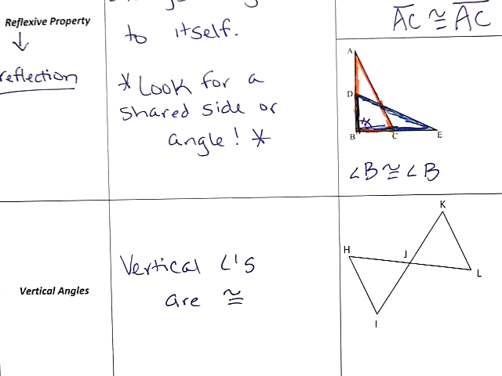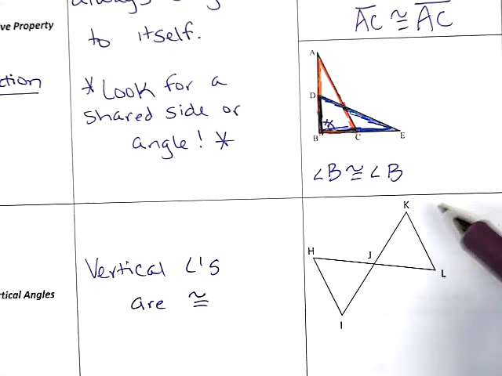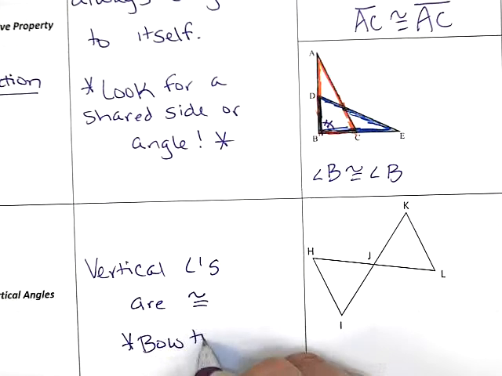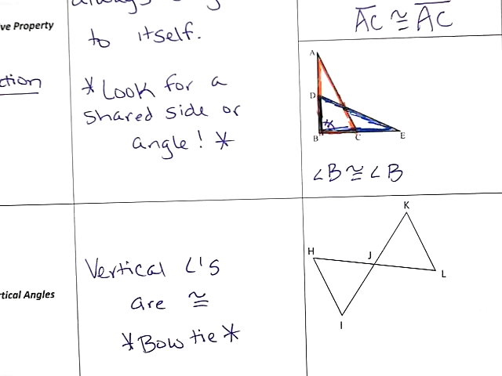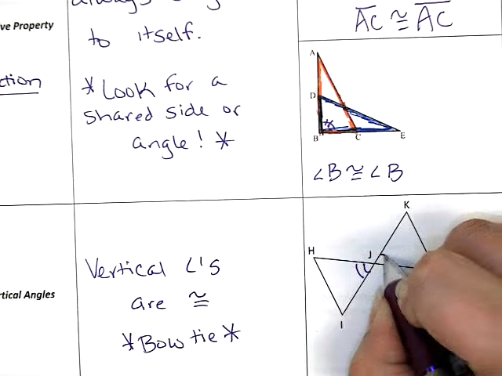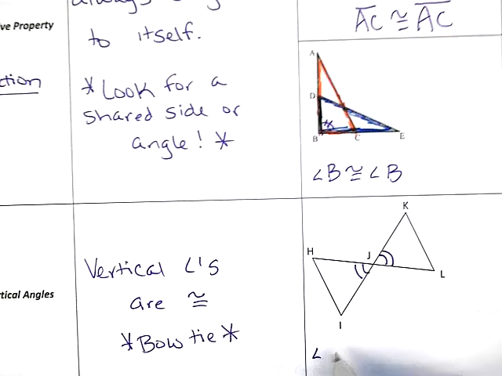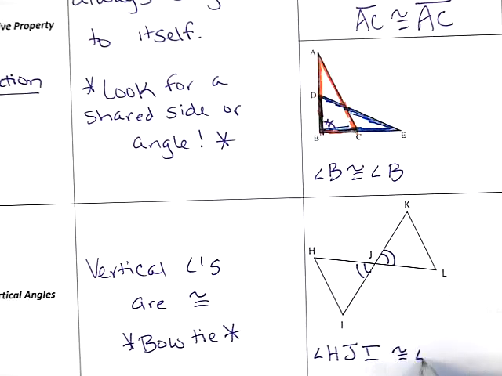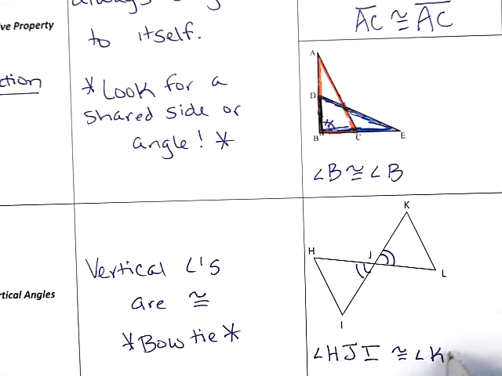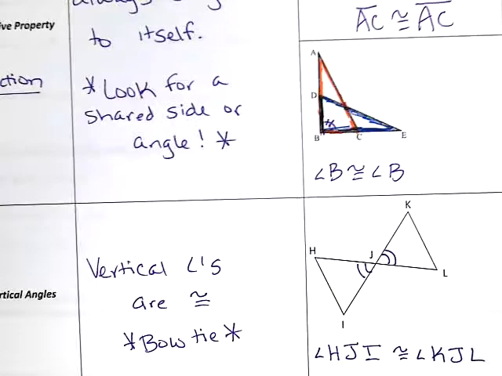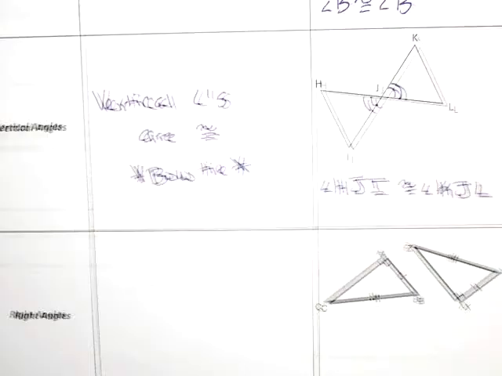So when we look at this picture here, remember vertical angles, we're looking for that bow tie shape. Okay, that always tells us that there's some vertical angles. So if we look here, my vertical angles are right here. So that would be angle HJI and angle KJL. They both have a vertex of J because that's where they meet, but you do need to use 3 letters there. That should be a review, so I'm moving on.